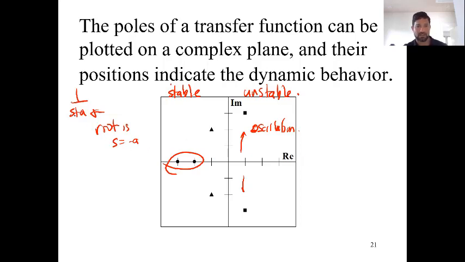If it's positive, it's unstable, because if the root's positive, this would be 1 over s minus a, and then the root would be s equals a. So if this is positive, it has this form. The inverse Laplace of this form is e to the at. This is exponential growth, which means it's not stable. So that's the point of that.